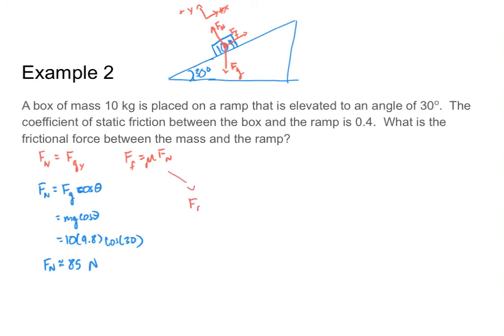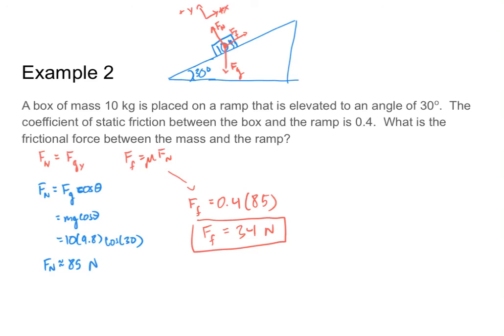So I know that the frictional force is equal to mu times Fn. Thus, it is equal to 0.4 times the normal force of 85 newtons that I just calculated, and therefore my frictional force is approximately 34 newtons. And there you go. I have found my frictional force between my box and my ramp.